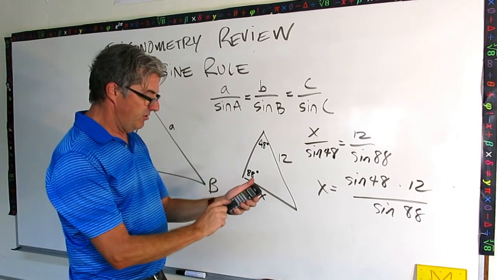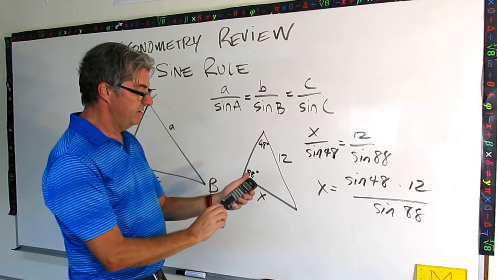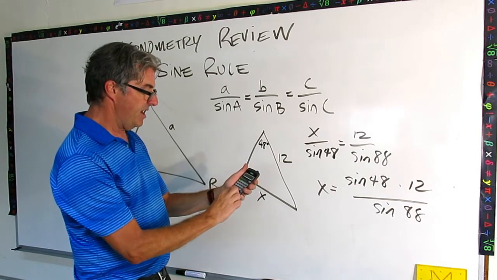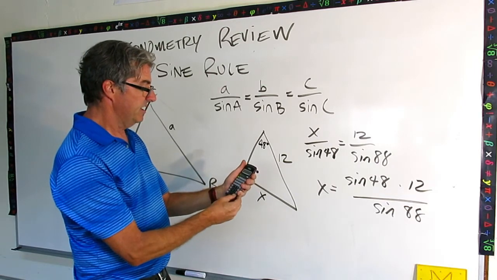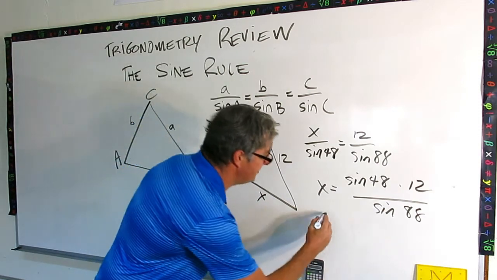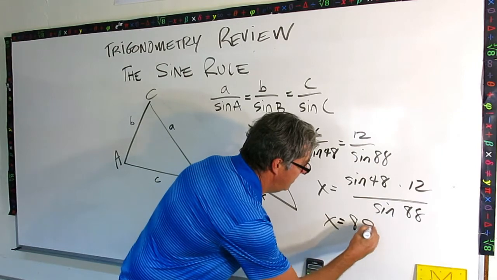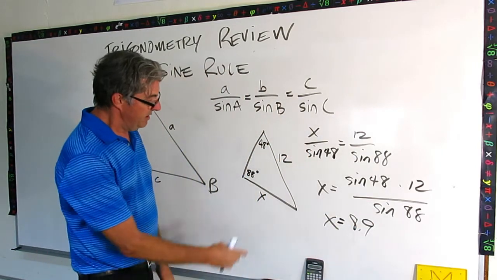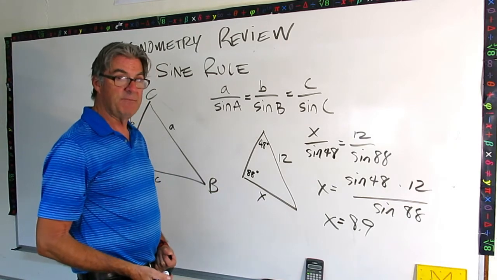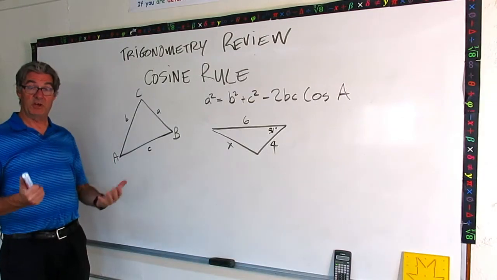I'm going to do 48 sine times 12, just like I said. And then I'm going to divide it by 88 sine to get 8.92. So that's going to round to 8.9. Do a reasonableness check. If this is 12, could that be 8.9? Yeah, that seems about right. That could be 8.9.